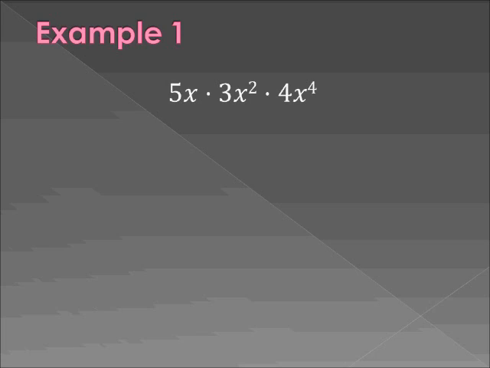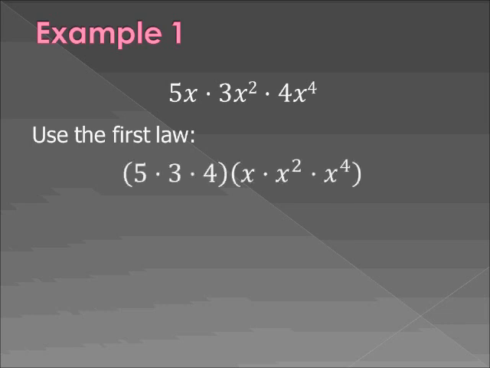Alright, example 1. So we have 5x times 3x times 4x to the 4th. So what you're going to want to do is use the first law. Now when you do the work, you don't have to write all these things down. I'll know what you're trying to do. So what you can do is you can separate the numbers from the x's.